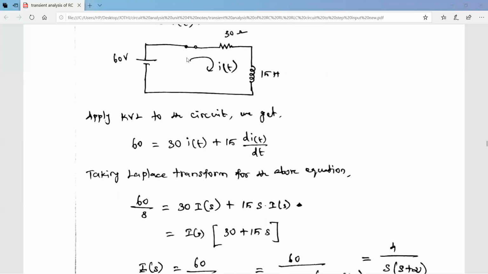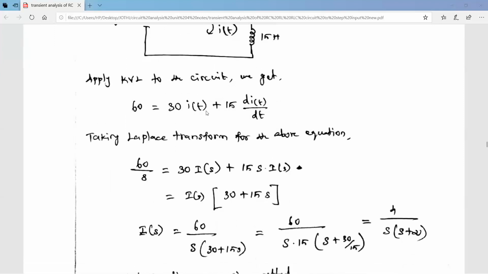For the first step, we apply Kirchhoff's voltage law to this circuit. What do we get? The applied voltage is 60. So 60 equals the voltage drop across the resistor, 30 into i of t, plus the voltage across the inductor, L into di of t divided by dt. What is the inductor value? 15. So 15 into di of t divided by dt. Here, our aim is to find this i of t.